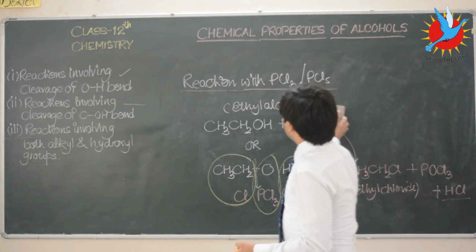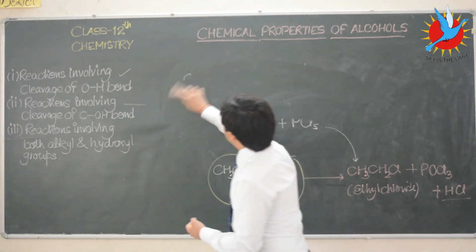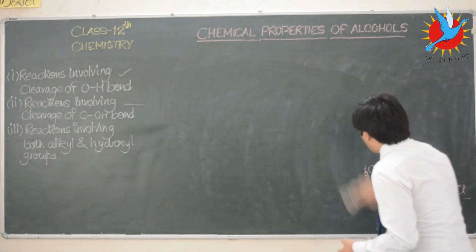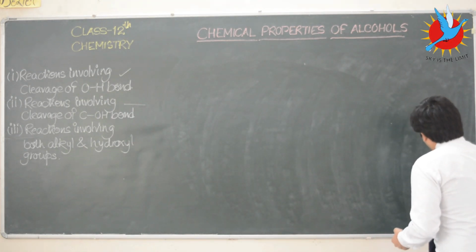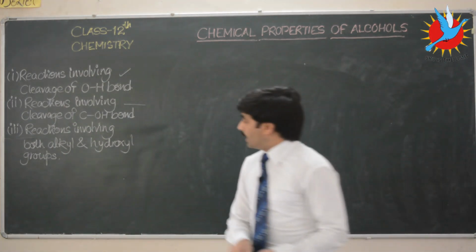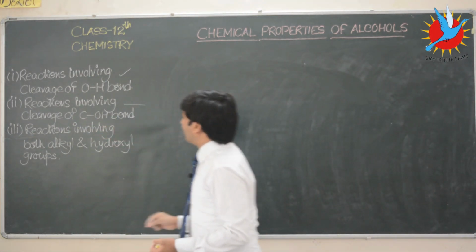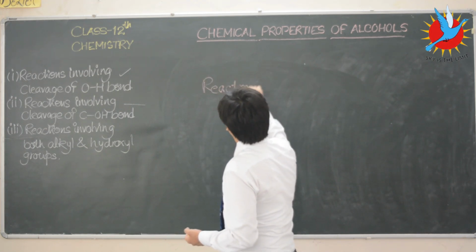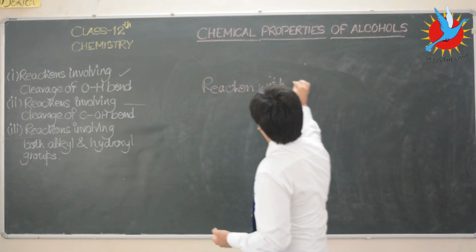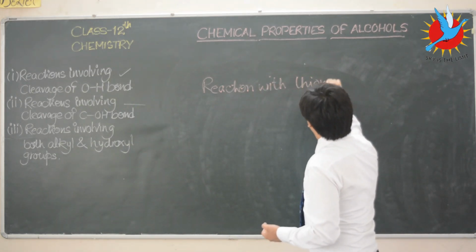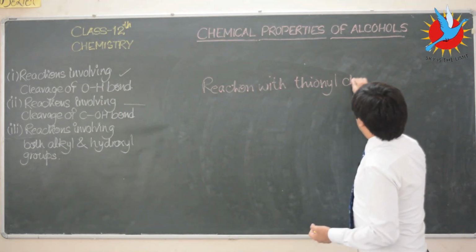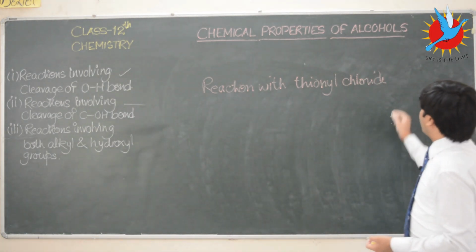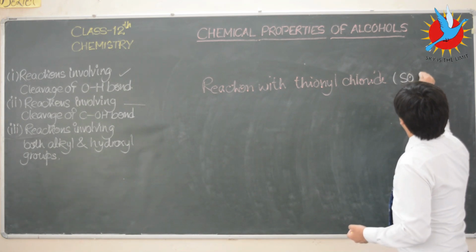So we have seen two reactions in which the C-OH bond gets broken down. Now we are talking about the third type of reaction in which the C-OH bond gets broken down, and this reaction is the reaction with thionyl chloride. The formula for thionyl chloride is SOCl2.